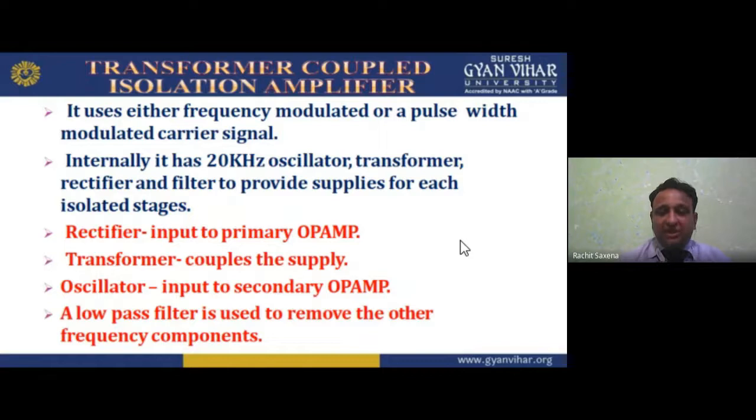For each isolated stage, the rectifier is input to the primary op amp. The transformer couples the supply directly. The oscillator is input to the secondary op amp. A low pass filter is used to remove the other frequency, because if other frequency components get in, then interference will be created. So we have to remove it.